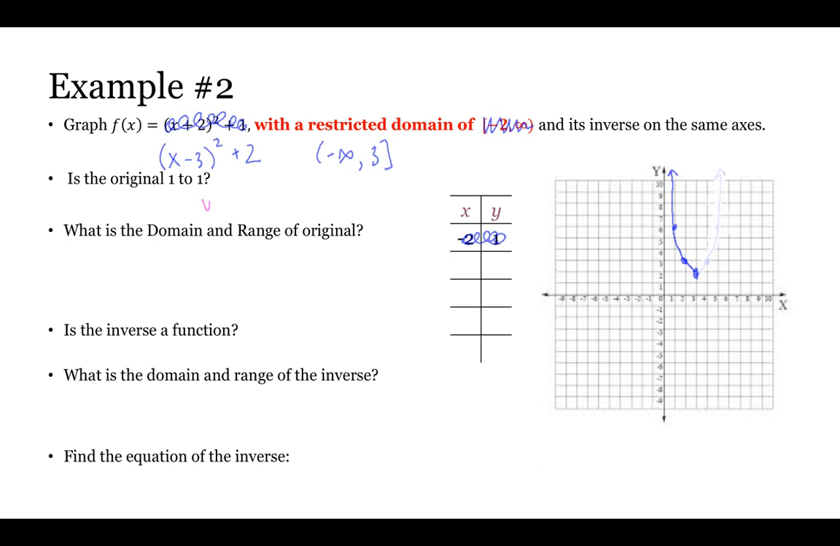Okay, so is the original one-to-one? Because of this restricted domain, yes, it is, right? The domain which was given to you is negative infinity to 3, and the range, that's not impacted, right? That's going to be from 2 to infinity. Is the inverse a function? Yes, because it's 1 to 1. If you're answering yes to this, you better be answering yes to this, right?